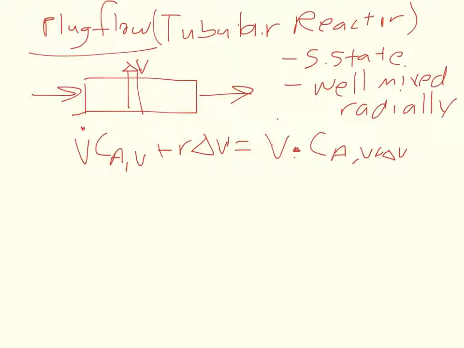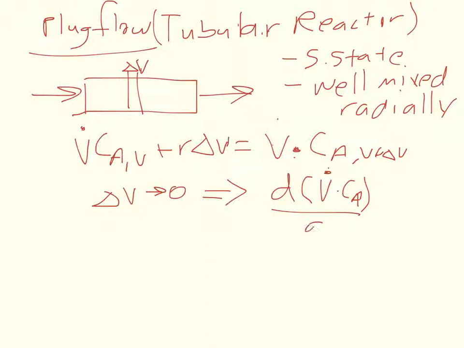So if you remember back in calculus, we'll let delta V approach 0, and that lets us go to a simplified equation: the derivative of V dot times CA with respect to V is equal to the reaction rate. And so that's our equation that we can again use to relate the reaction rate to the specifics of our reactor.